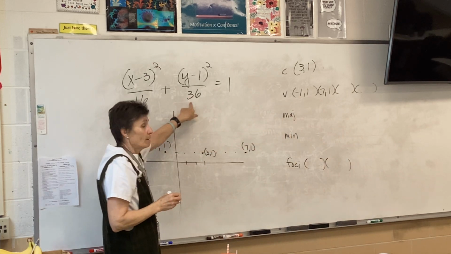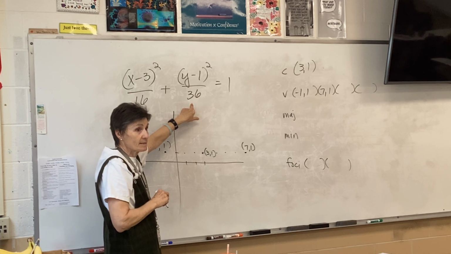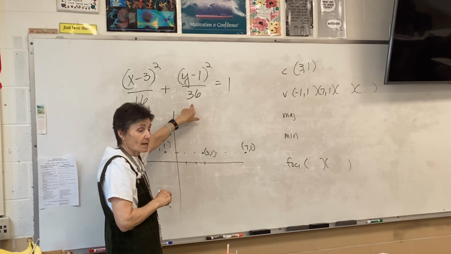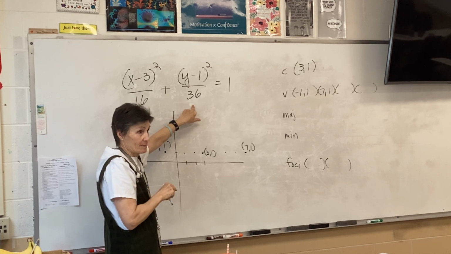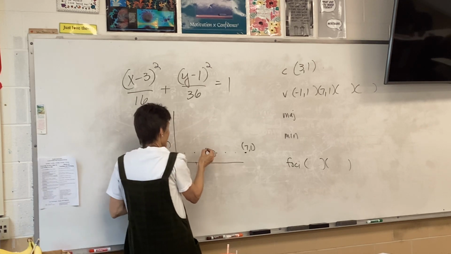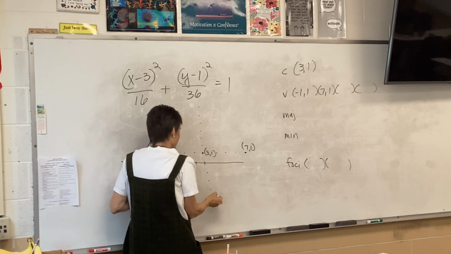Now, that number's a 36. Square root of 36 is 6. It's under Y, so I'm going to go up and down 6 from here. 1, 2, 3, 4, 5, 6. 1, 2, 3, 4, 5, 6.